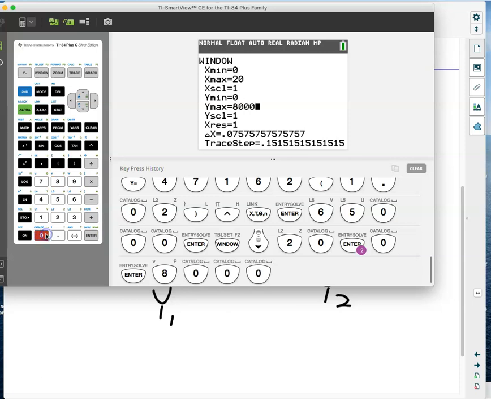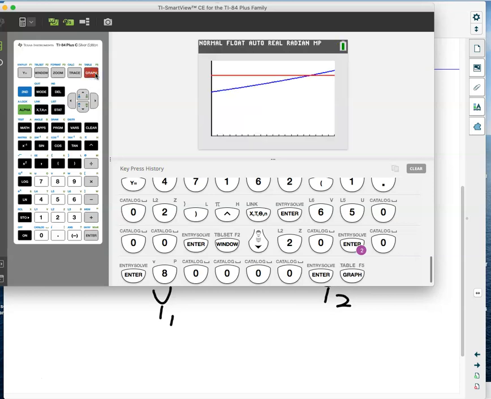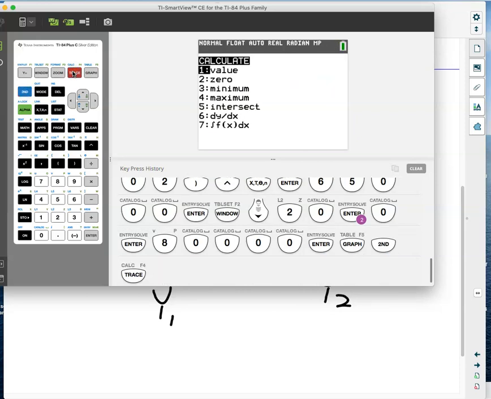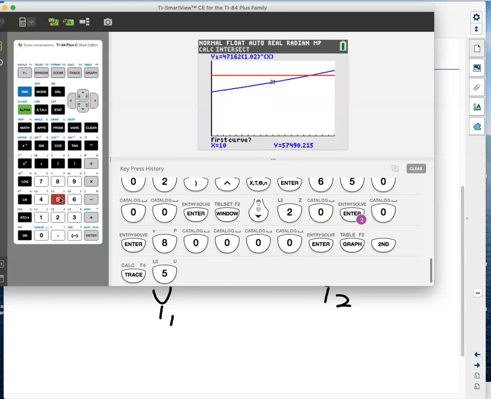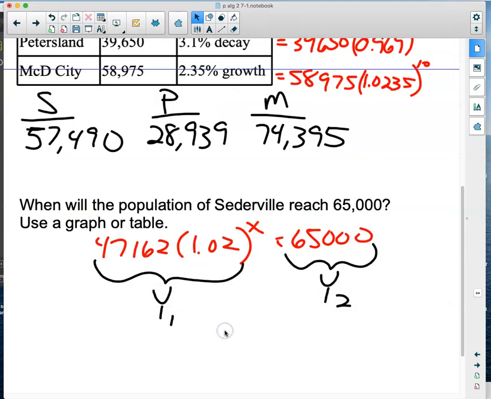I was thinking about 100,000. It won't make any difference. We should be able to see it. So we hit graph. They're hitting each other. We need to wake up Blinky. Blinky needs to tell us where that is. How do you wake up Blinky? Second trace. And Blinky, we're using number 5, intersection. Bing, bang, boom. A little over 16 years, Blinky says. That's when this is going to happen. We'll go with 16.2 years.